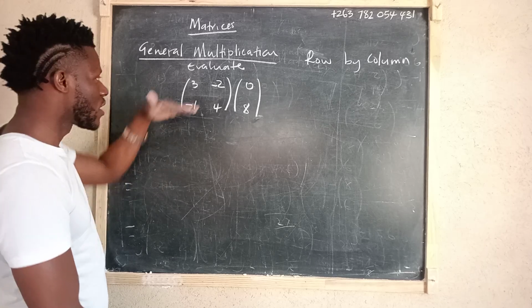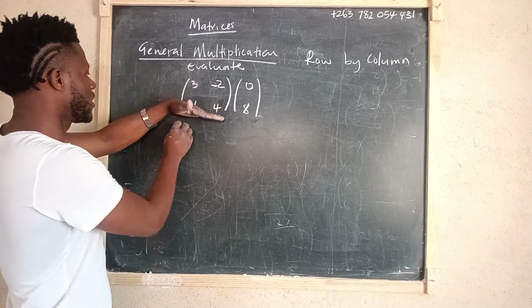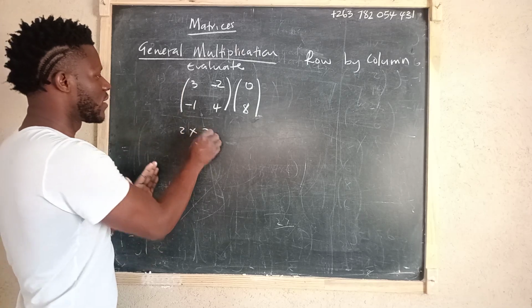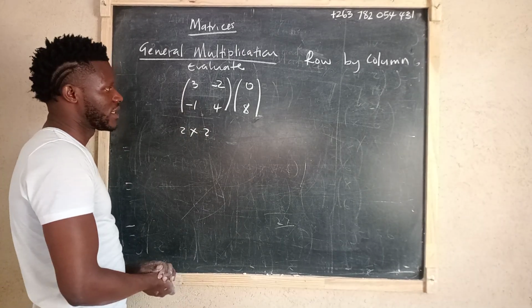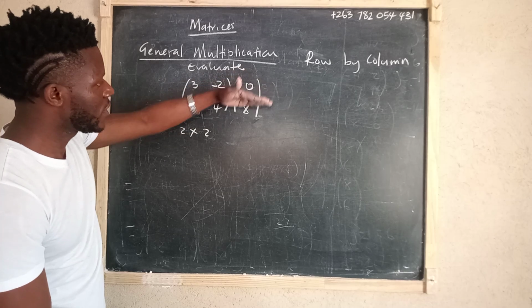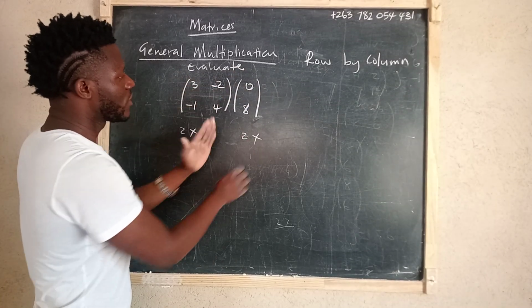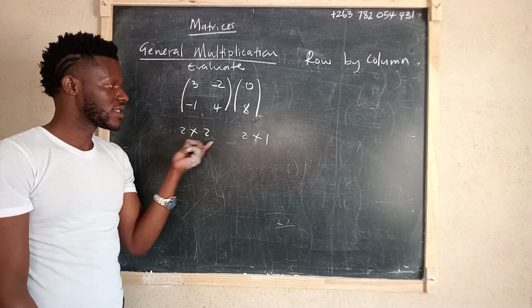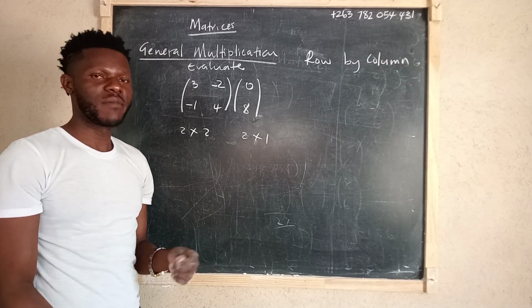You count the rows: 1, 2. It's a 2 by how many columns? 1, 2. The first one is a 2 by 2 matrix. How about the other one? Let's count the rows: 1, 2. How many columns? 1. This one is a 2 by 1 matrix.